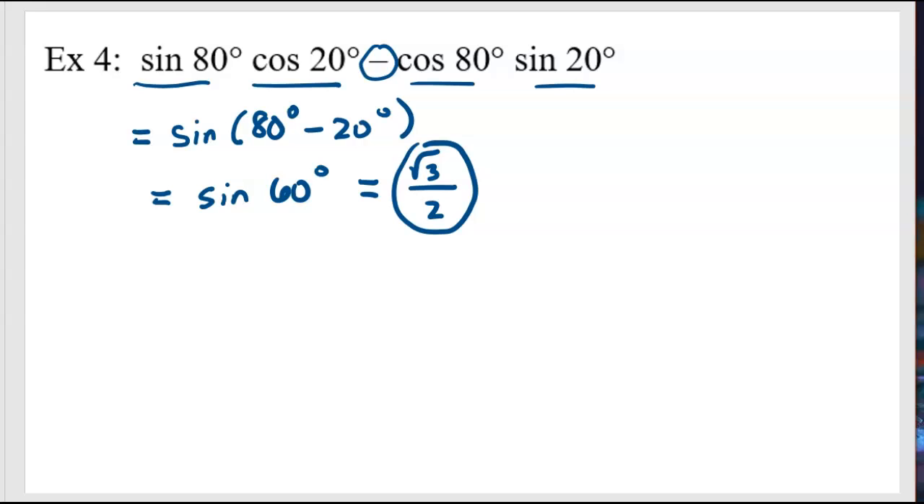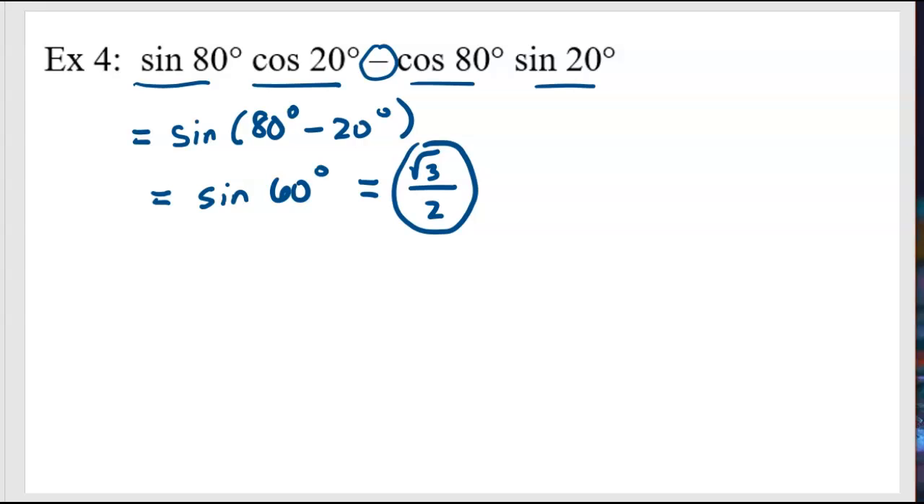Now, I want you to make sure that your calculator is in degrees, and I want you to type in sine of 80 degrees times cosine of 20 degrees minus cosine of 80 degrees times sine of 20 degrees, and get 0.866 something. And then I want you to type in root 3 divided by 2. You'll get the same answer. So the beauty is, for every one of these problems, you're using the formula, right? You're being faithful to the formula and hoping it works.